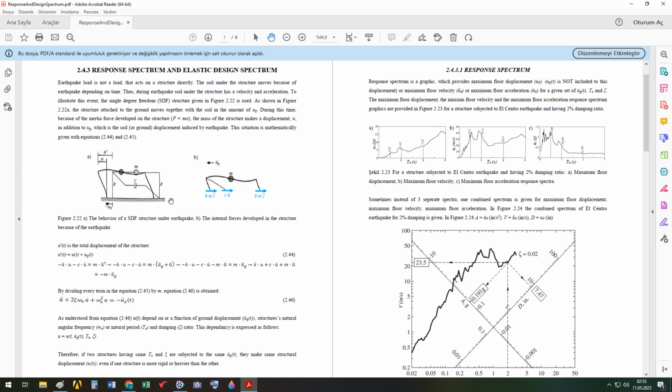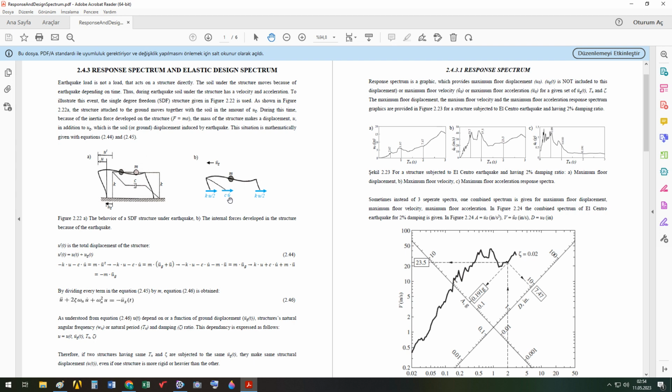The internal forces developed in the structure are column elastic forces, column stiffnesses. Actually, this is wrong here. This should be K divided by 2, K divided by 2. There is a mistake here. So Ku divided by 2, Ku divided by 2 we shall obtain. K is the total stiffness of both of the two columns. So acceleration is in this sense. Forces are in this sense. F equals ma. So we see A is in this sense, but F forces are in the opposite sense.